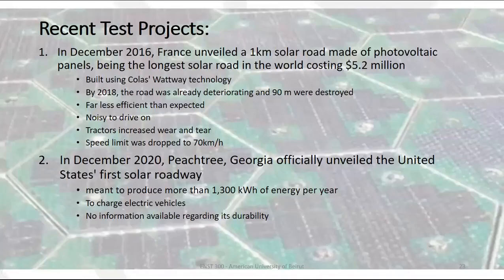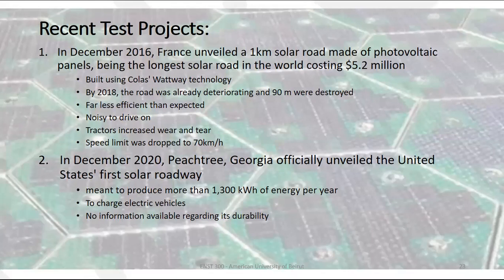I'll talk about recent test projects. For example, in December 2016, France unveiled a 1 kilometer solar road made of photovoltaic panels. This was the longest solar road in the world. It cost $5.2 million and was built using Colas Wattway technology. Two years later, in 2018, it was already deteriorating. 90 meters were destroyed. The reasons were that it had cracks and a lot of residues of leaves and dust on it.